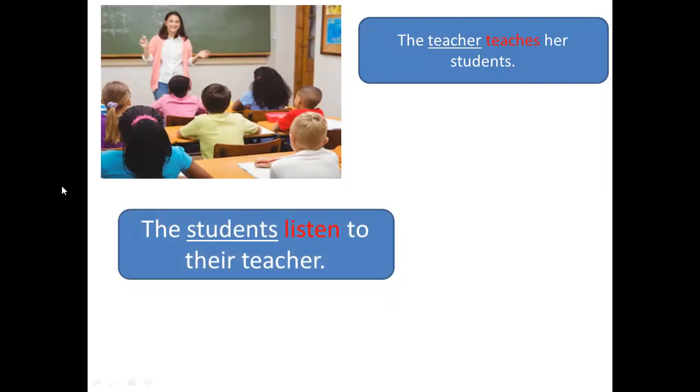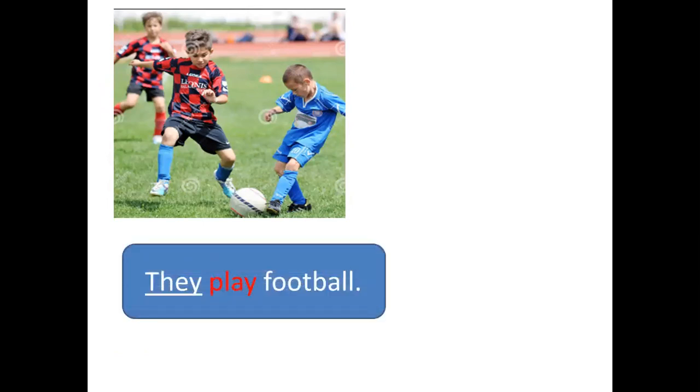Number 2. The students listen to their teacher. The subject here is students, which is plural. So when the subject is plural, you don't have to put s at the end of the verb. Take note of that. Number 3. Can you make a sentence? Let me see if you got it right. They play football. The subject here is they, and this is plural. So it doesn't need an s in the verb.